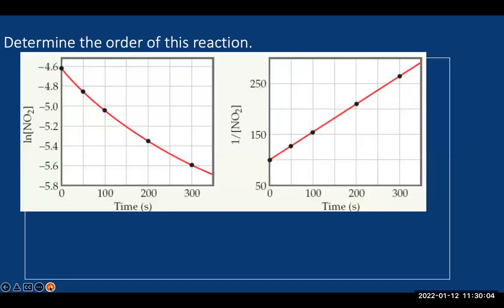Let's see another one. We have a graph with ln the concentration versus time, and 1 over the concentration versus time. The first one is not a straight line, so it's not a first order. For the second one, 1 over the concentration versus time gives us a straight line, so this is a second order. So when we calculate the slope, it will give us k, and the intercept here is 1 over the initial concentration.